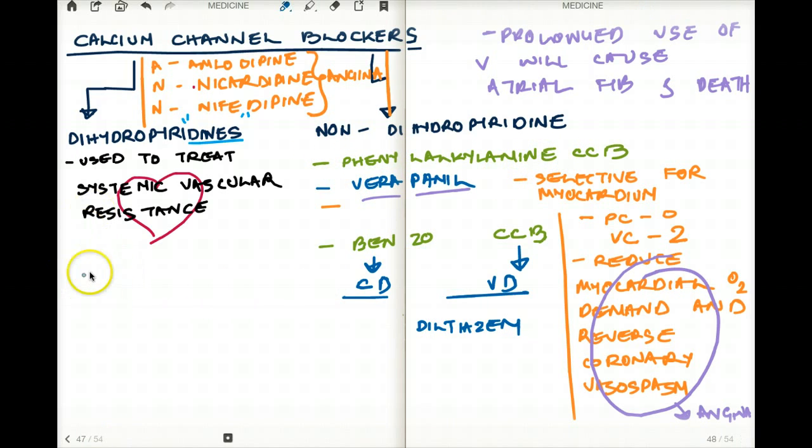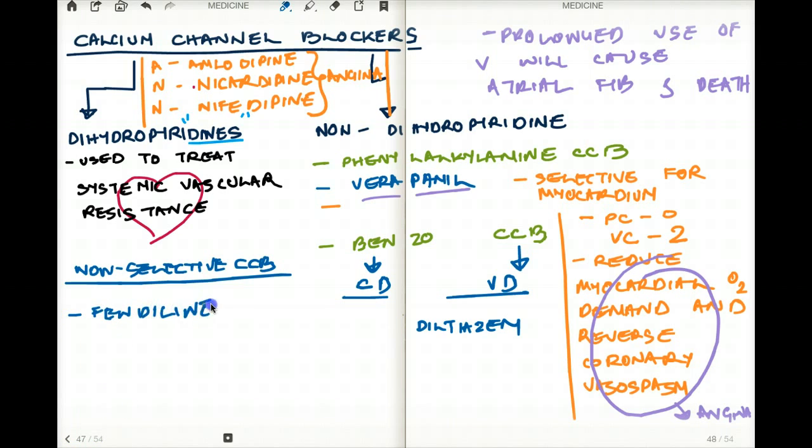Okay, last but not the least is non-selective calcium channel blockers. For non-selective calcium channel blockers, we have examples like fendiline, and more commonly we use bepridil. These drugs are going to fall under the non-selective calcium channel blockers. We have to know that bepridil is also an anti-anginal drug.